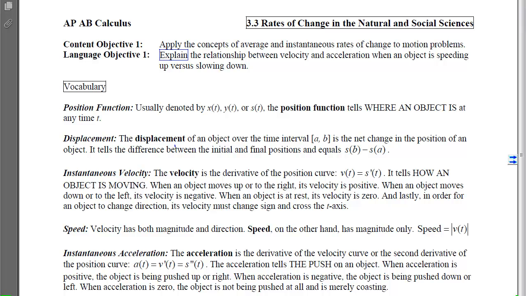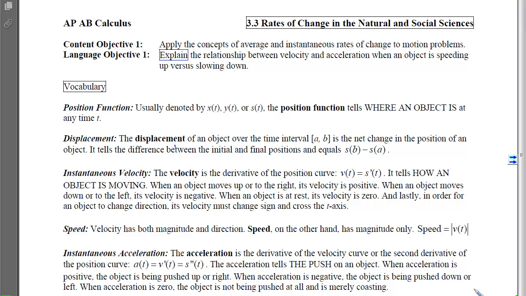This is section 3.3, Rates of Change in the Natural and Social Sciences. And our first objective is to apply the concepts of average and instantaneous rates of change to motion problems. And you probably recognize this objective because we've been working on it since the very beginning of the year. But now we've got some new vocabulary to go with this that we're going to reiterate and then add some more. So first we have the position function.